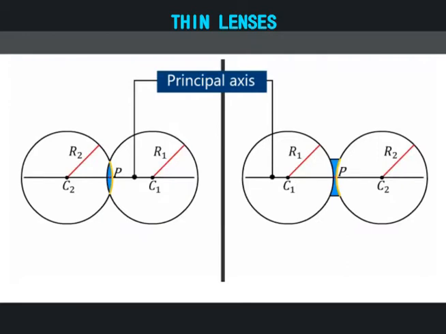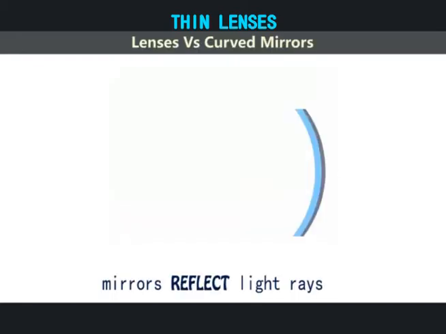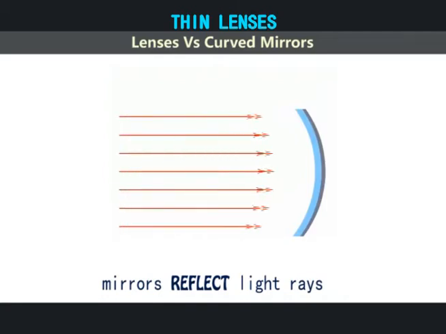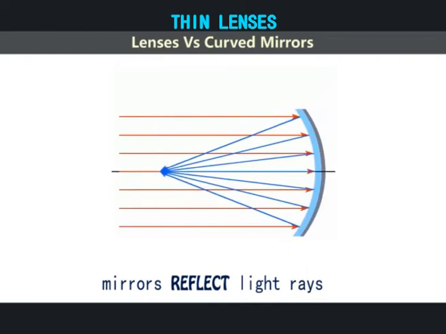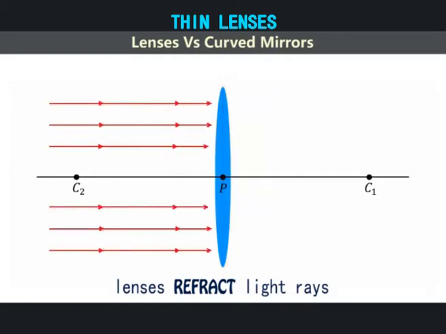Now, very often, many students confuse the behavior of light rays in lenses and the behavior of light rays in curved mirrors. But a simple way to remember this is that mirrors reflect light rays. In other words, light rays bounce off the mirror surfaces. On the other hand, lenses refract light. In other words, light rays pass through lenses, but they bend when emerging from the other side.